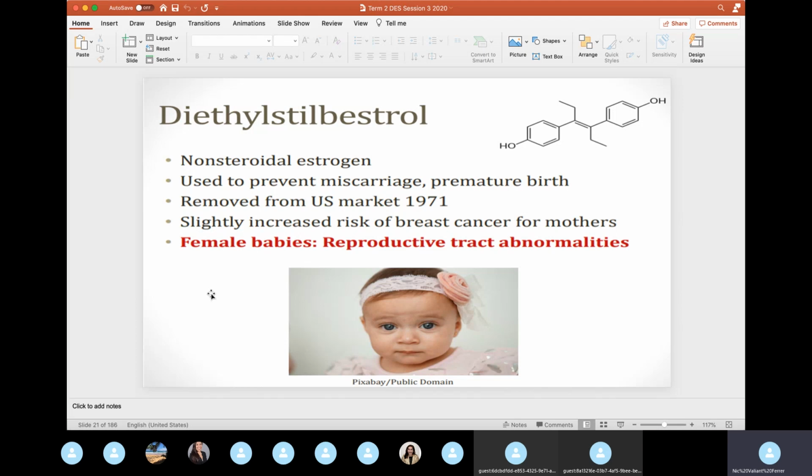Next, diethylstilbestrol, a non-steroidal estrogen. It is used to prevent miscarriage or premature birth. You have a slightly increased risk of breast cancer for mothers. However, high yield point here is this. For female babies, you can have reproductive tract abnormalities.